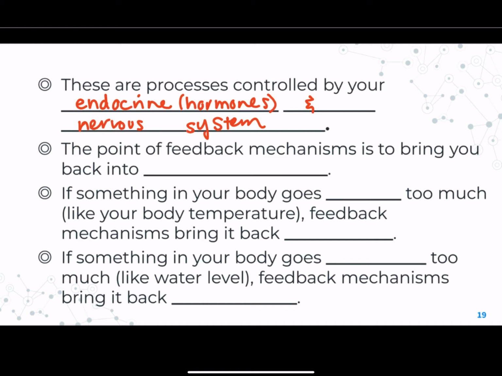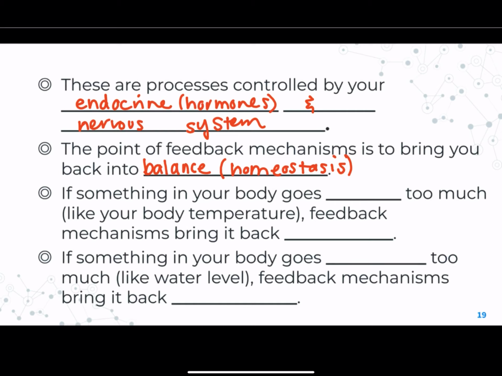The whole point of a feedback loop or a feedback mechanism is to bring you back into what? What is our body trying to always stay in? If you said balance or homeostasis in your mind or to your computer, you were correct. Pat yourself on the back. We want to get back to homeostasis.